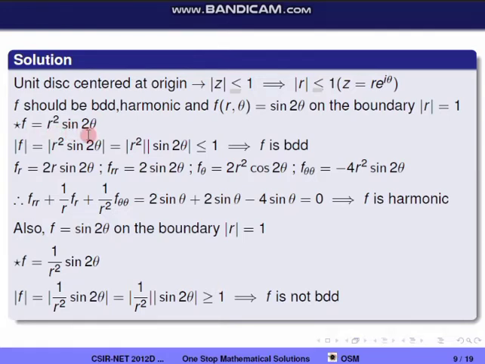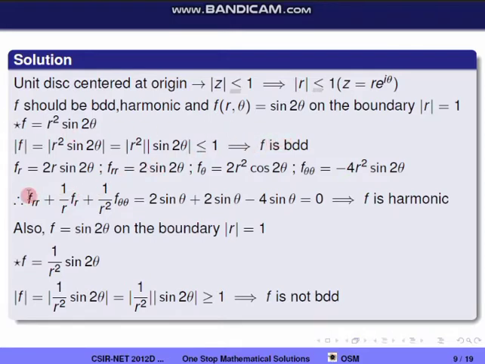First we'll check whether it is bounded. Take its modulus value. So mod f is equal to mod r square sin 2 theta. Now we can split the modulus sign. So this is equal to mod r square into mod sin 2 theta. We know the modulus of sine values is less than or equal to 1, and we have mod of r is less than 1. So together we get this is less than or equal to 1. So modulus f is less than or equal to 1. Therefore f is a bounded function.